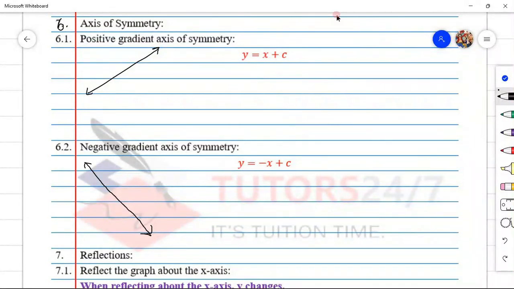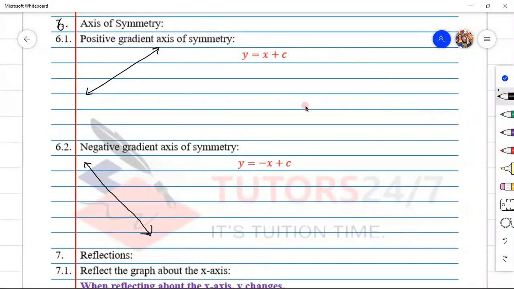Now the steps that are involved when we are trying to find our axis of symmetry is we need to substitute our value of y and our value of x in order to find c. Once we find c, we can substitute c back into this original function, and that would be our axis of symmetry. So there's basically 3 steps involved. Step number 1, substitute x and y. Step number 2, find the value of c. And step number 3, substitute c into the original axis of symmetry equation.